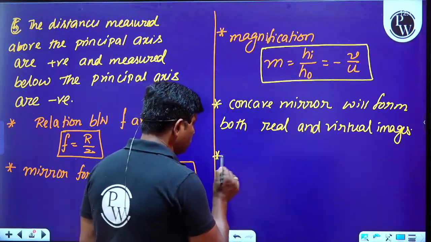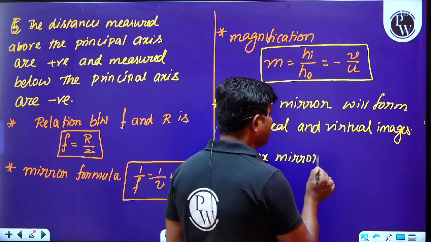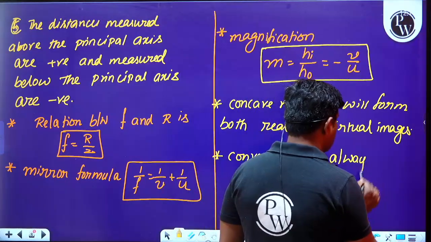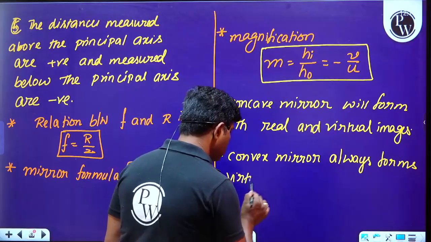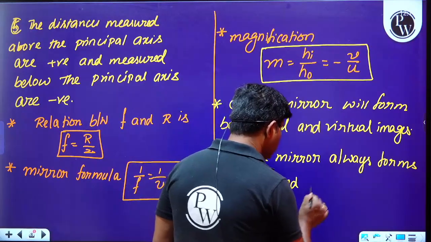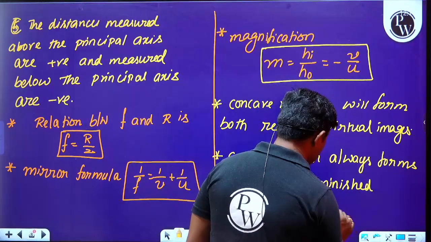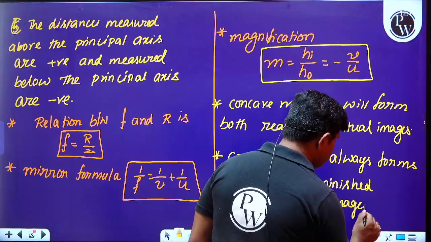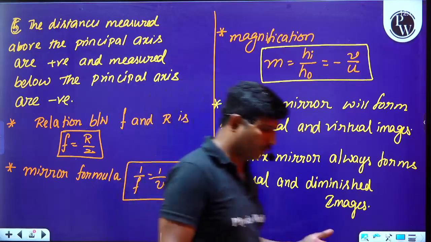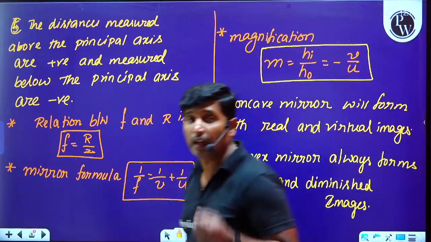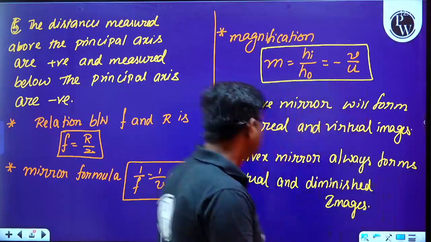Later we have to understand the convex mirror. A convex mirror always forms virtual and diminished images. So this is the point, and based on the sign convention, let us see how we can write the focal length and radius of curvature for both the concave mirror and the convex mirror.